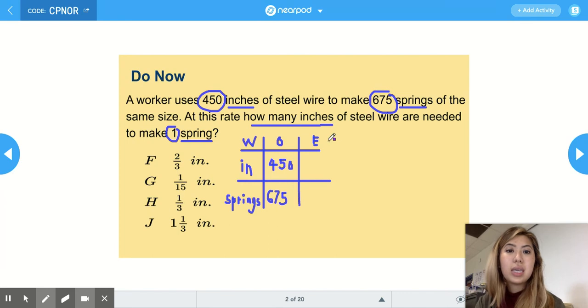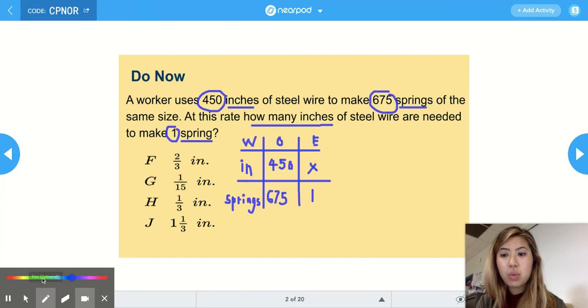And lastly, the E column represents the equivalent values. So we want to make an equivalent ratio or equivalent fraction to the original rate, which is in the O column. We don't know the number of inches, so we're going to put x to represent that unknown number. And we want to find out how many inches to make one spring.